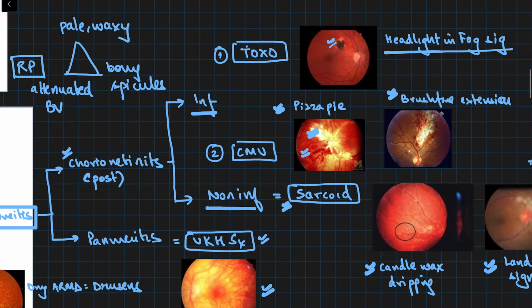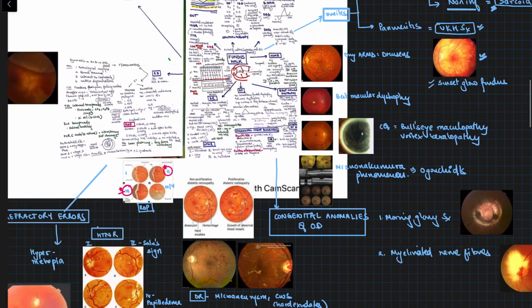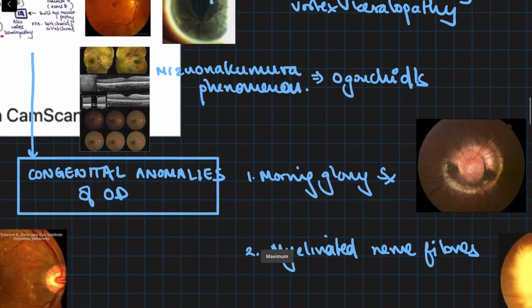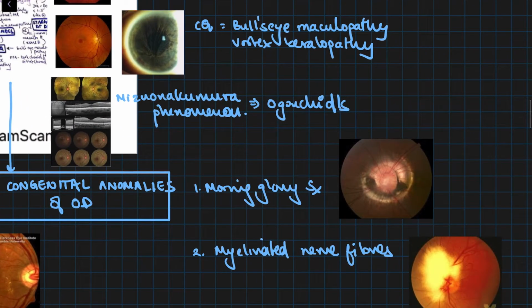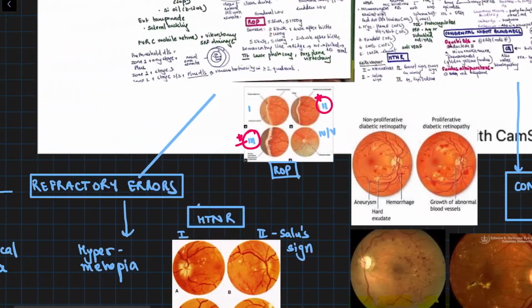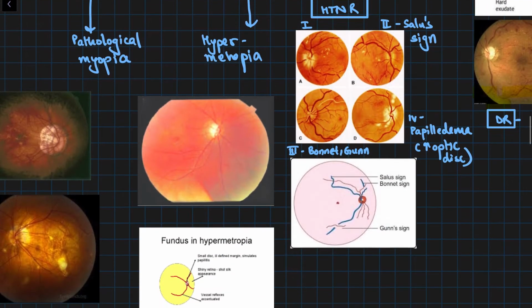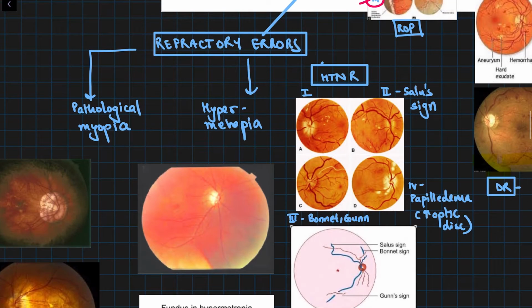Then after completing uveitis, let us see some of the congenital anomalies of optic disc. So first is morning glory syndrome. So the optic disc would appear like this in morning glory syndrome. And second is myelination of nerve fiber layer of retina. So if it gets myelinated, it appears as white streaks seen on the fundus imaging. Then finally, we'll complete it by looking at some of the refractive errors and their fundal imaging, right?